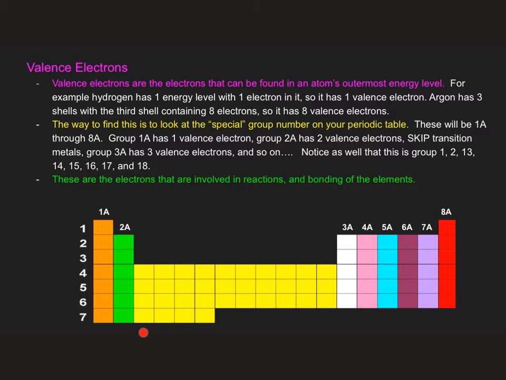Also notice that it does not hold true for our transition metals, but for everything else, we can figure out that there would be 1 here, 2, 3, 4, 5, 6, 7, and 8. Okay.